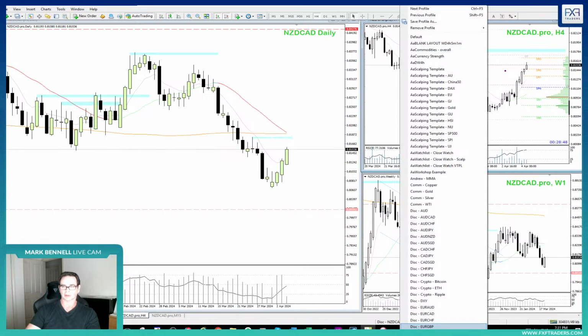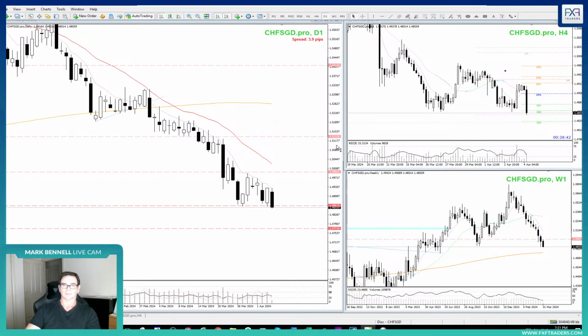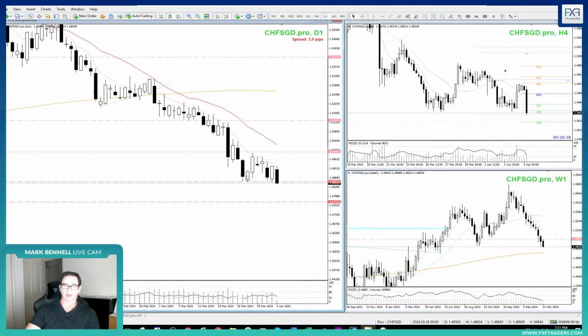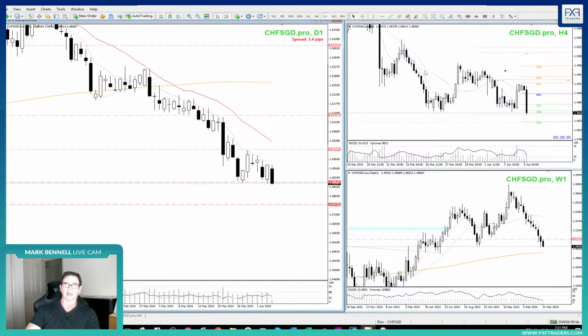Okay, short, Swiss Singapore. All right, so you can see Swiss Singapore, down, down, down on the weekly. It's testing support here. Okay, now I don't just go long at support. Notice we're getting this little consolidation here. This is what we want to see on the daily. It's holding the 8 period.